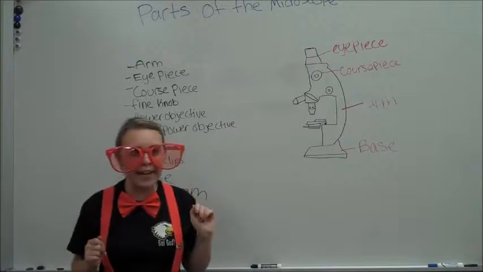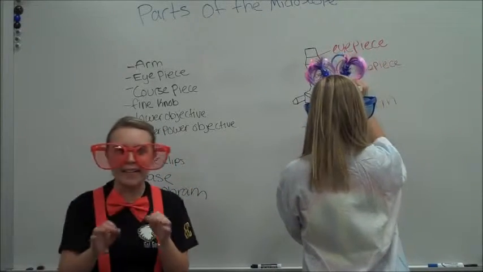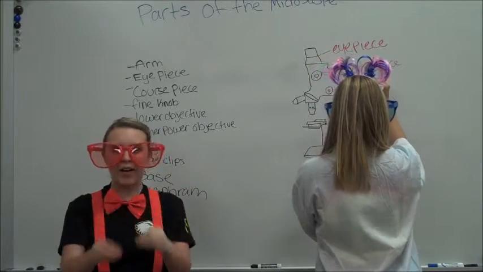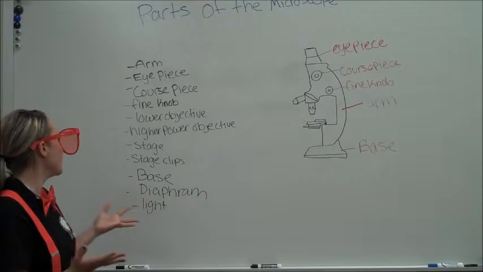Next is the fine tuner, the fine knob, and this is to get all the blurriness out and get a more exact look at it so you can see everything that's going on with clear vision.